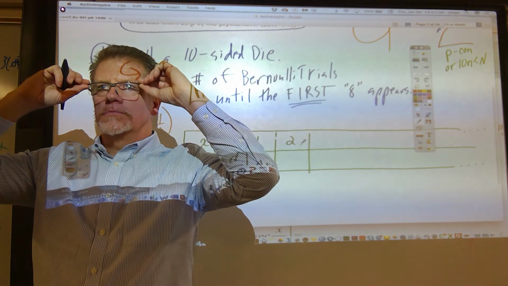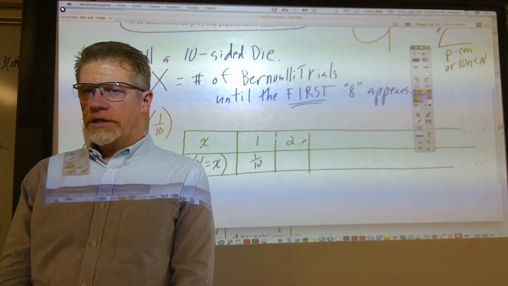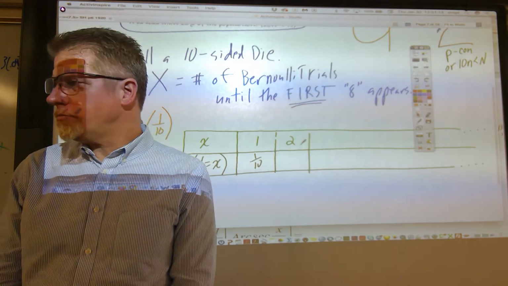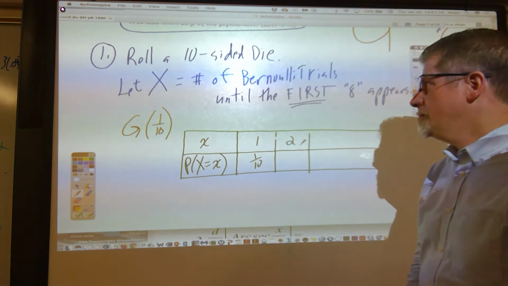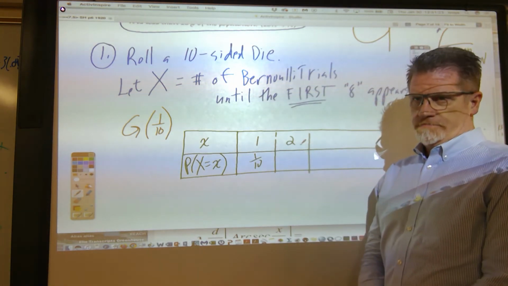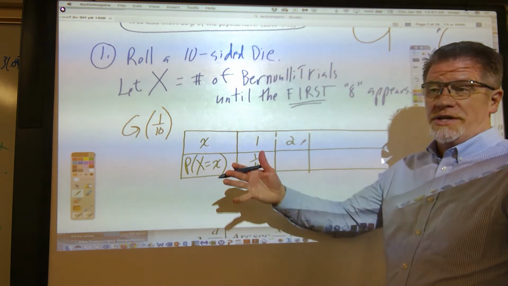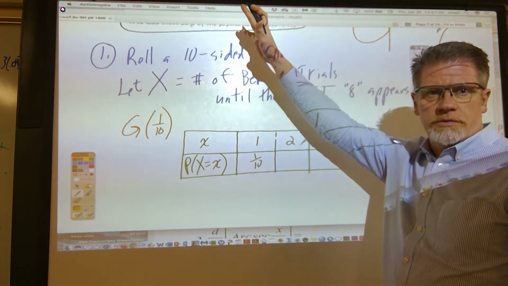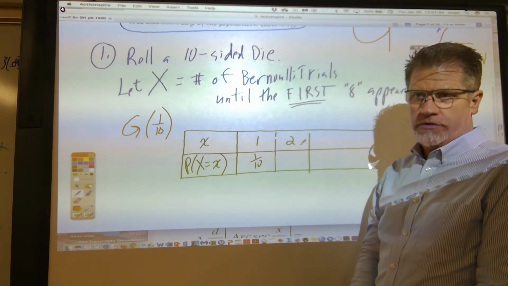It's got a lot of options. Does anyone want to give it a go? What's the probability that the first appearance of a number 8 is on the second attempt? Who's pretty sure they don't know? You could probably do a tree diagram. I'll give it a go.